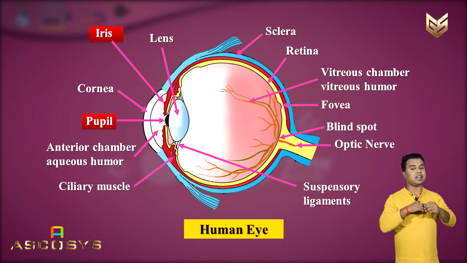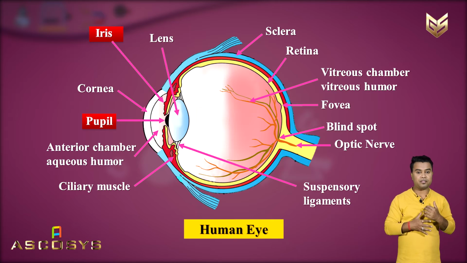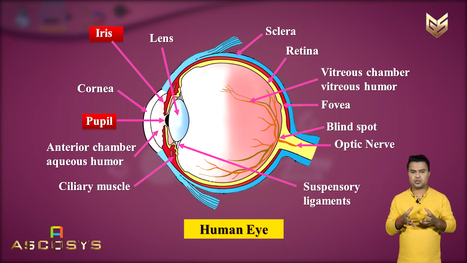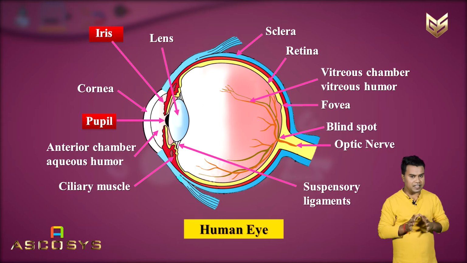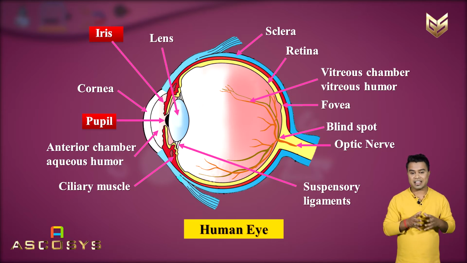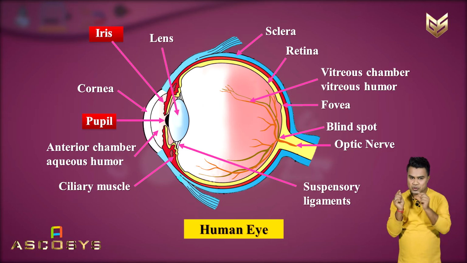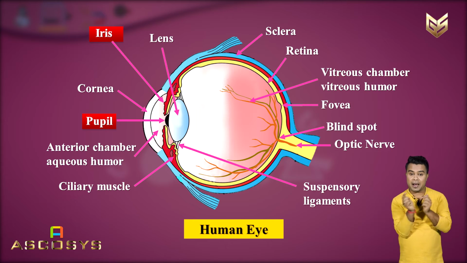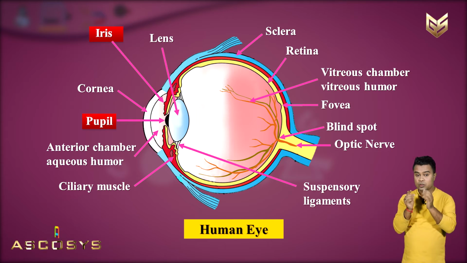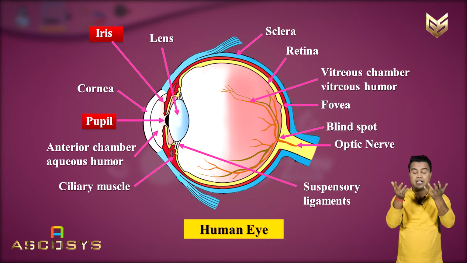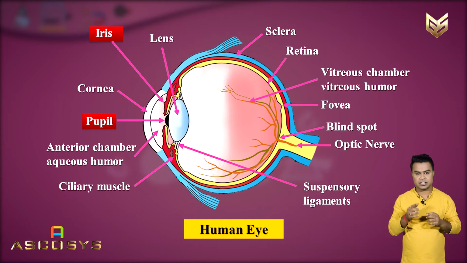Fine. So it actually controls the amount of light that enters our eye. It also helps us to focus on the object very nicely. That is your iris and pupil. So these two go together. The pupil is controlled by the iris, and the pupil controls the amount of light which enters our eyes. So I hope this is clear to you.